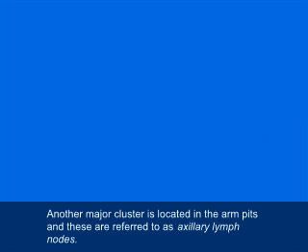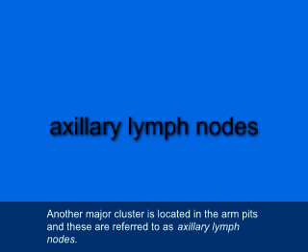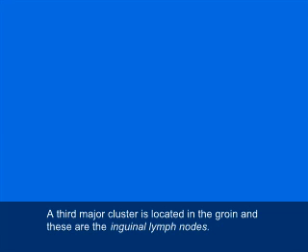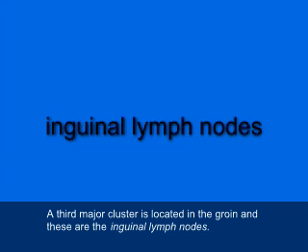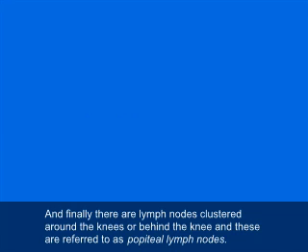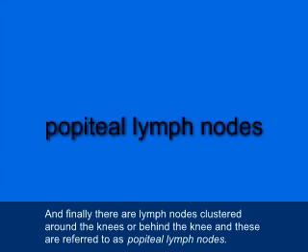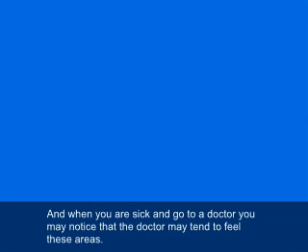Another major cluster is located in the armpits, and these are referred to as axillary lymph nodes, A-X-I-L-L-A-R-Y. A third major cluster is located in the groin, and these are the inguinal lymph nodes, I-N-G-U-I-N-A-L. And finally, there are lymph nodes clustered around the knees or behind the knee, and these are referred to as popliteal lymph nodes, popliteal.